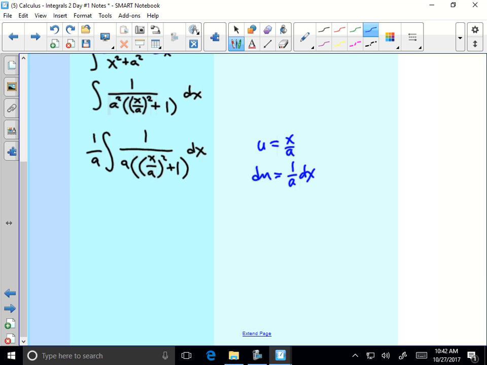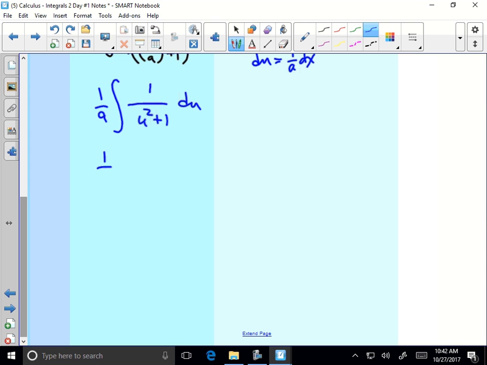Okay, so then let's replace here. What gets replaced by du? 1 over a dx, but there's still a 1 over a out in front. Right? So 1 over a dx gets replaced with du. So I'll put a 1 du here. So now I have u squared plus 1, right? So the only difference between the two is now I have 1 over a times arctangent of u, which in this case is x over a, plus c.